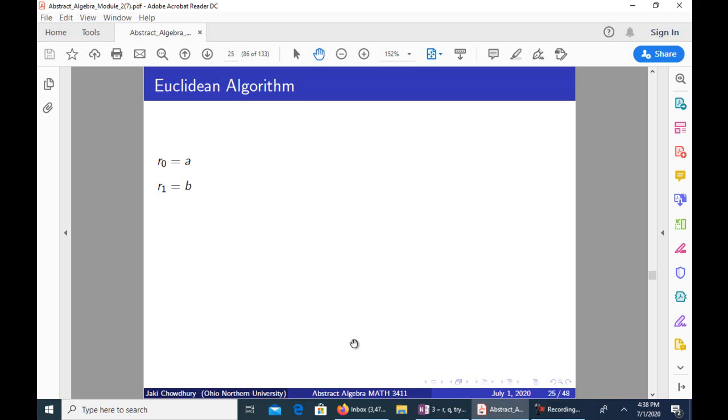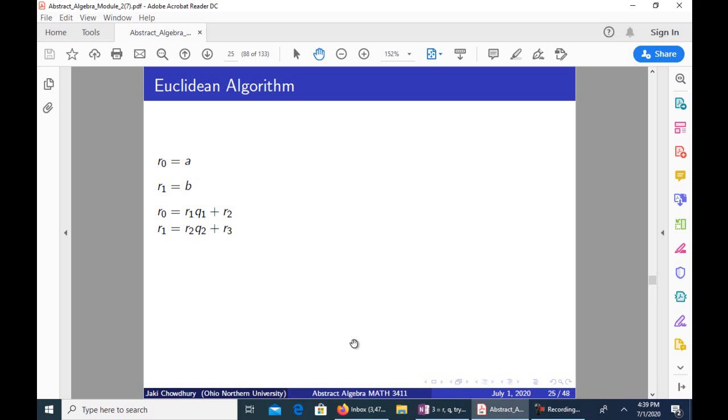So let's say we want to find the GCD of two integers a and b, and I'm going to label them as r0 and r1. The next step would be that we divide r0 by r1 by using the division algorithm. So r0 would be r1 times the quotient q1 plus the remainder r2. Obviously r2 is strictly less than r1.